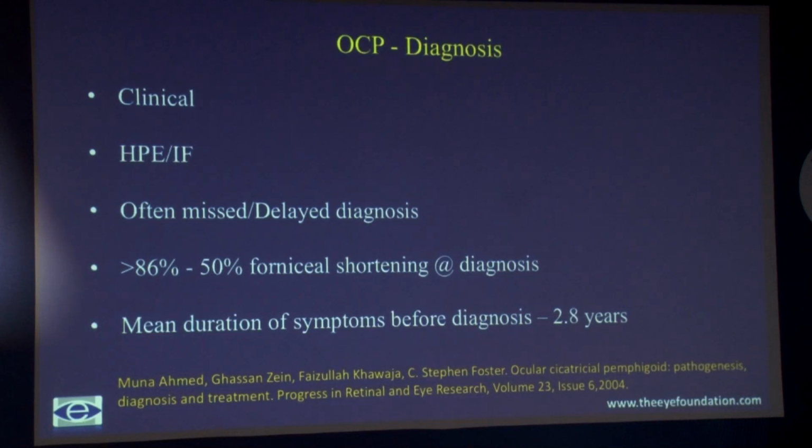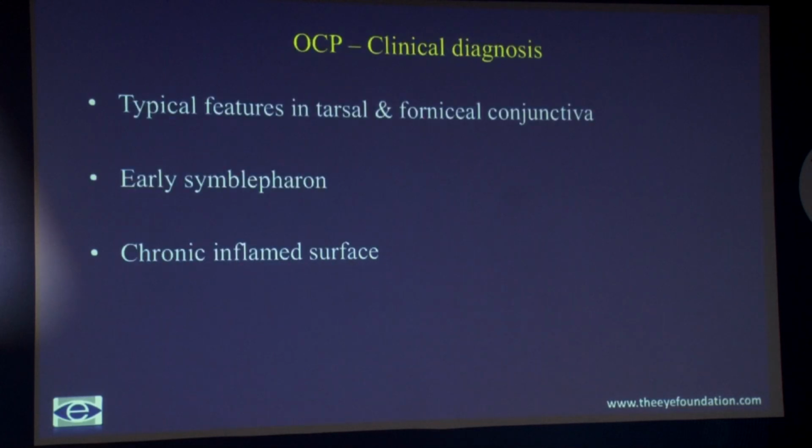OCP diagnosis is predominantly clinical, although HPE also is supportive in the diagnosis. The main challenge with OCP is that very often the chronic red eye gets treated differently as conjunctivitis or allergy, and is often missed, and the diagnosis is delayed. In fact, studies by Foster's group have shown that more than 86% of patients have 50% or more of fornix shortening at the time of diagnosis, and the mean duration from the initial onset of symptoms to diagnosis is 2.8 years. So this very, very long lead time is essentially because of the relatively lower knowledge of OCP and its diagnosis in the general ophthalmologist.